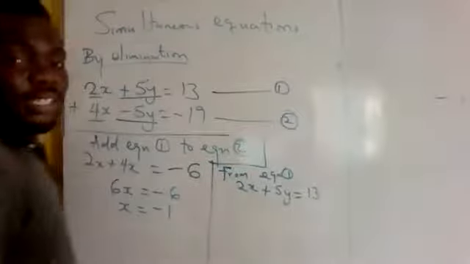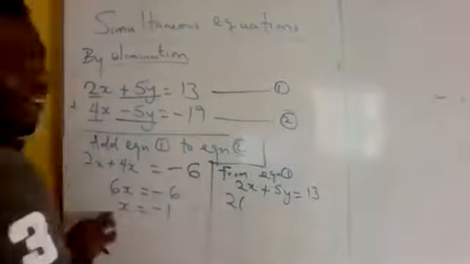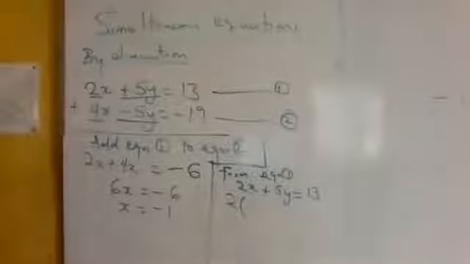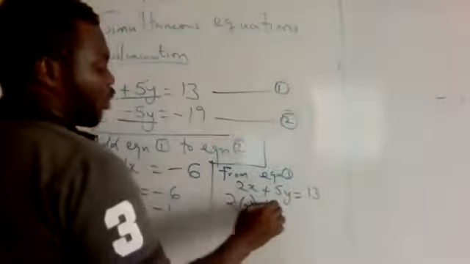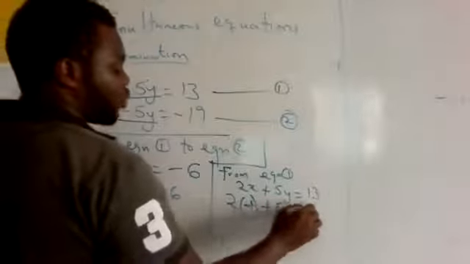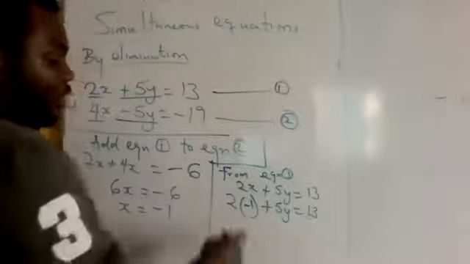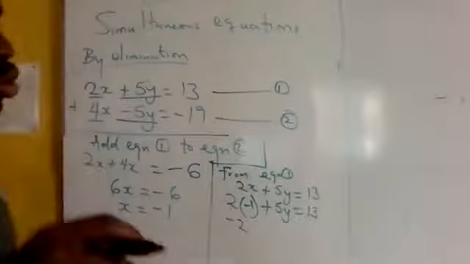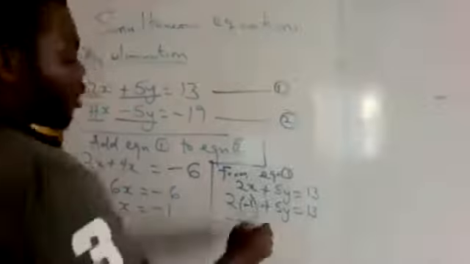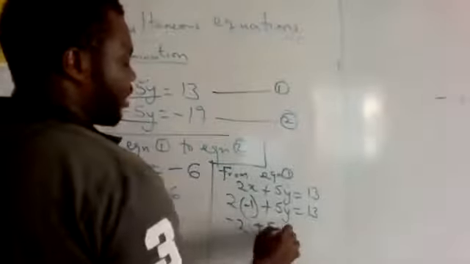Then I can say that this is what? 2 open bracket. Now, since I've found the value of x to be minus 1, then it's easy. So what do I do? Minus 1 plus 5y is equals to 13. So that will be minus 2, because this is 2 times minus 1, which is minus 2, plus 5y is equals to 13.